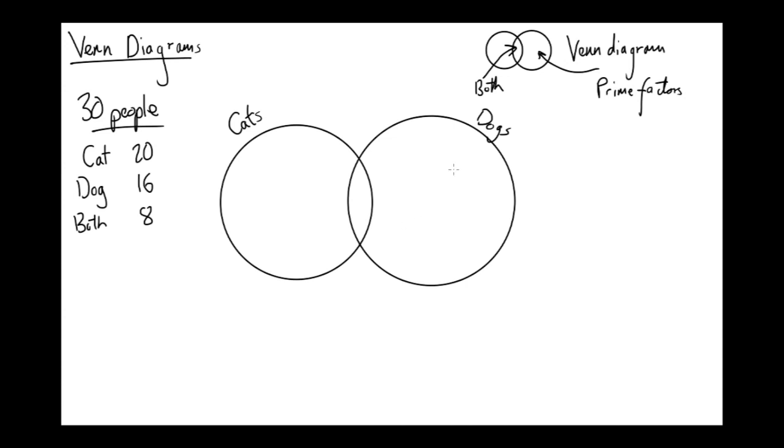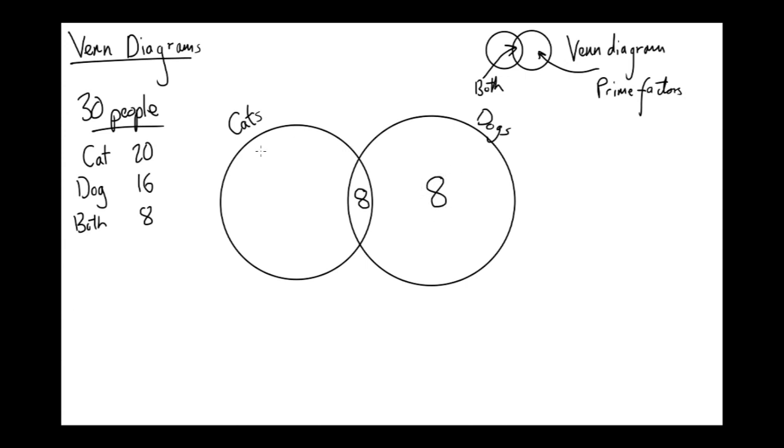Now this is where we're going to start drawing our diagram. We know that 8 people own a cat and a dog, so we're going to put them in here in the middle. So the question is, what goes here? How many people just own a dog? Only a dog. Well, you might be tempted to put 16 in there, but that wouldn't be right. Okay, so 16 people own a dog, but of those 16, 8 also own a cat. So the number left is 16 minus 8, and that goes here. Okay, so 8 people own just a dog.